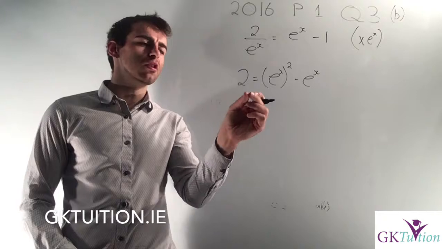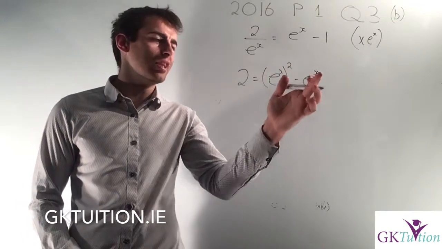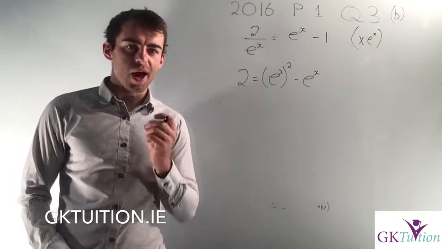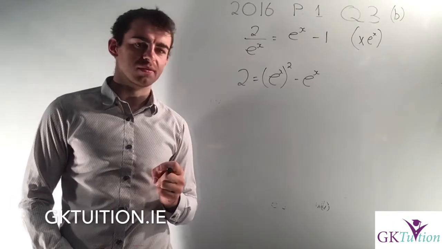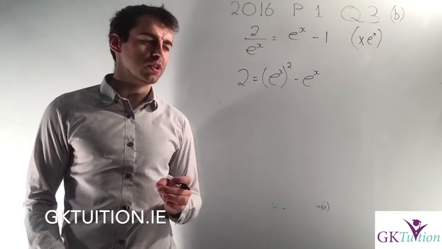Now you should notice that you have something to be squared. I have e to the x squared, I have an e to the x, and I have a number. So actually what I have is a quadratic equation. Now in this case, the question is probably made simpler if we use substitution.